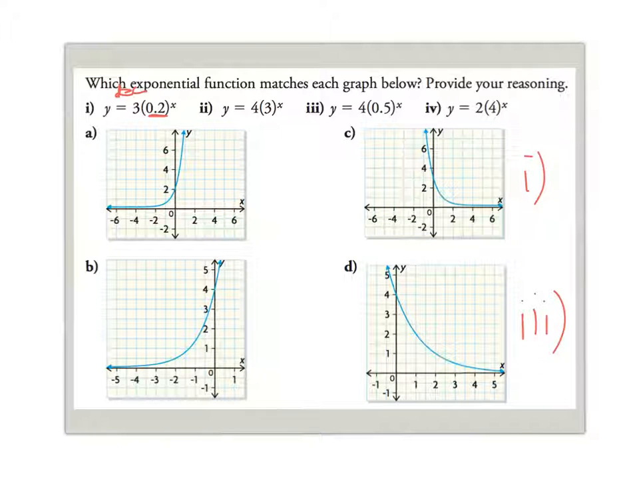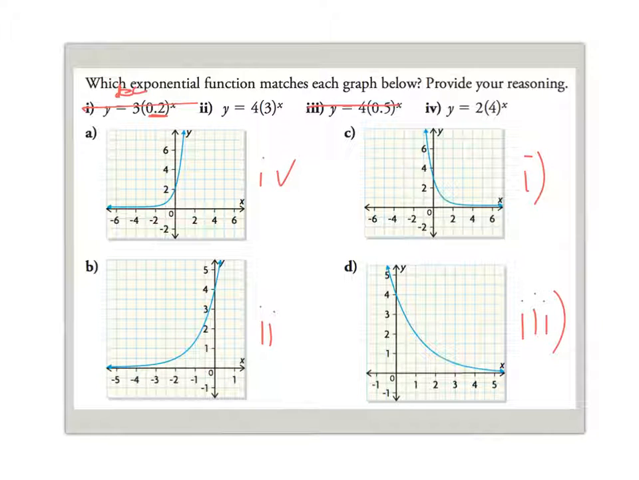Okay? Now, the other two, they're increasing. They're both increasing. So 1 and 3 are off. It's just a difference of the y-intercepts. So A would be what? 4. And B would be 2.